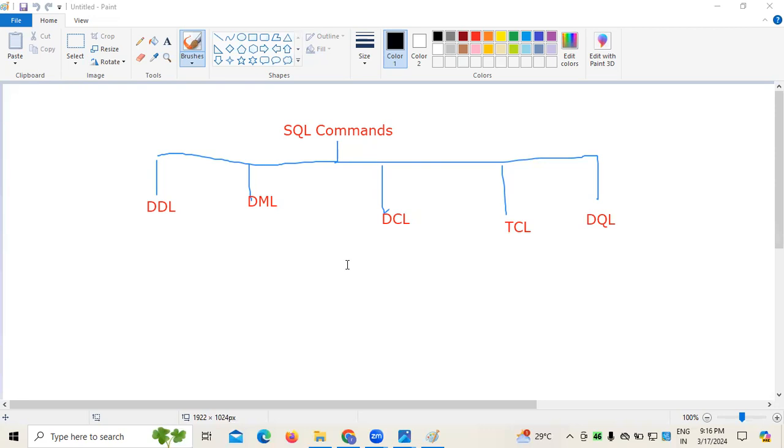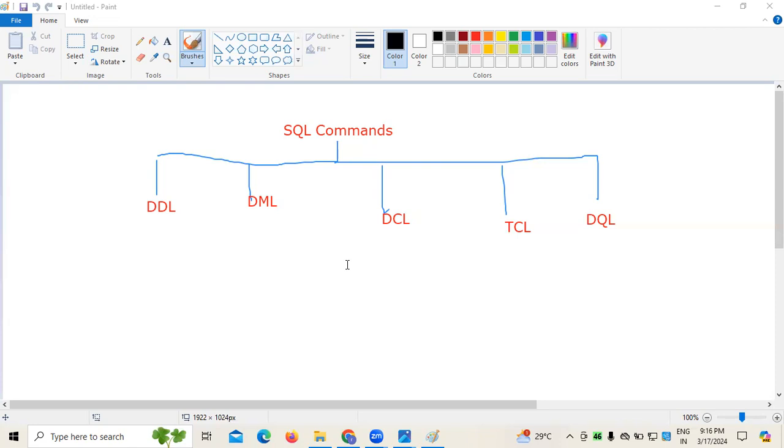Next, we call it update. This is a command which is used to update or modify the value of a column in the table.